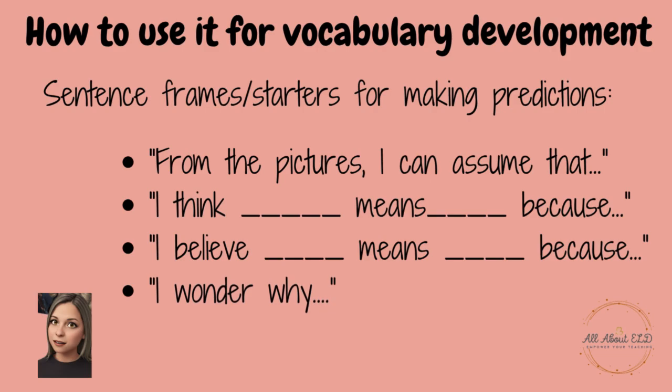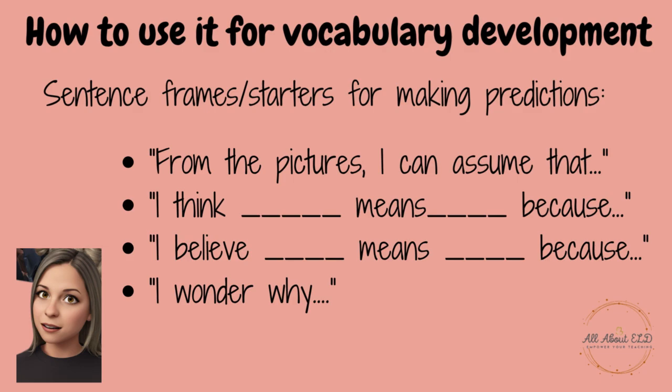Use both the second and the third columns like we did for the comprehension part to have your students make sentences like: my prediction is confirmed because on page blank I thought the word meant blank, but now I know it means blank. Or my prediction was that blank meant blank, but the text says it means blank.